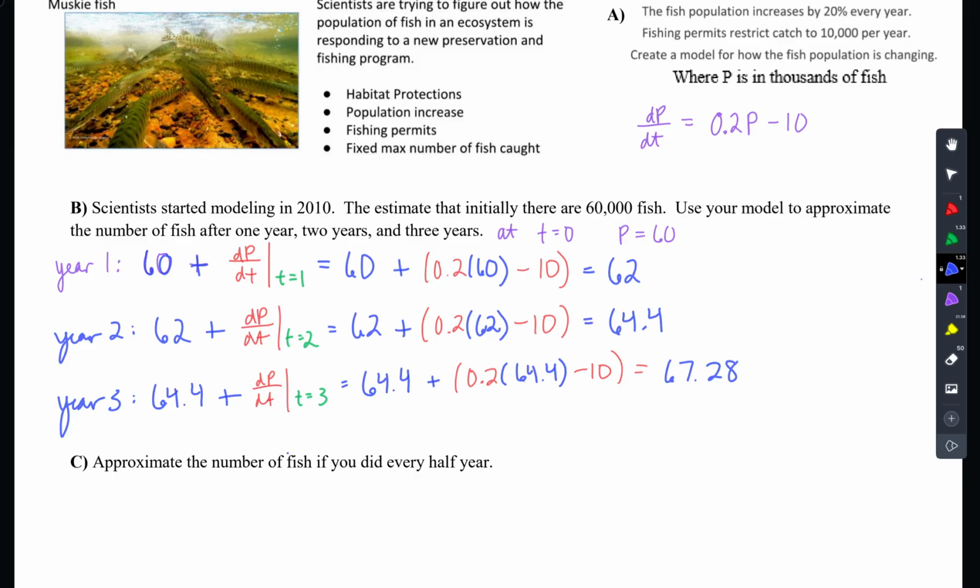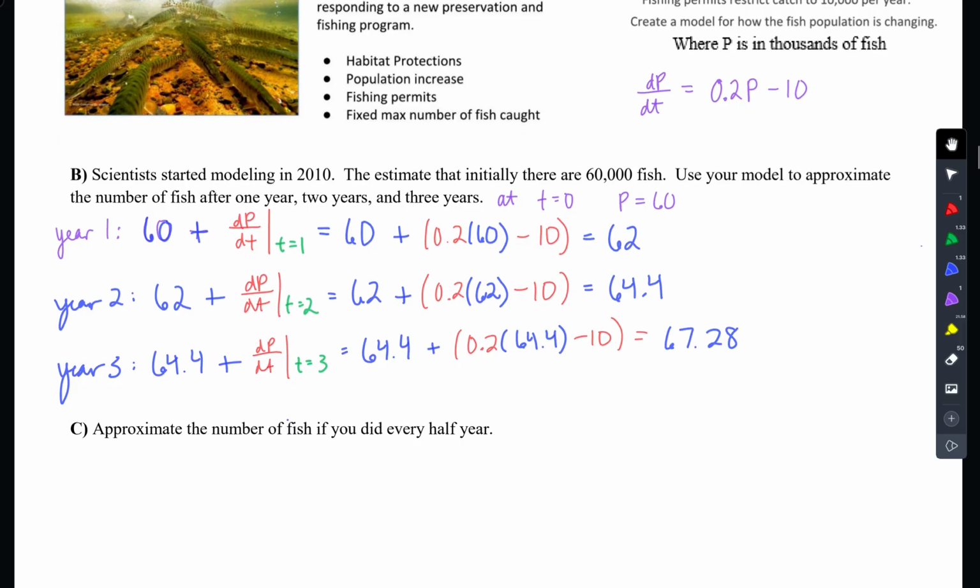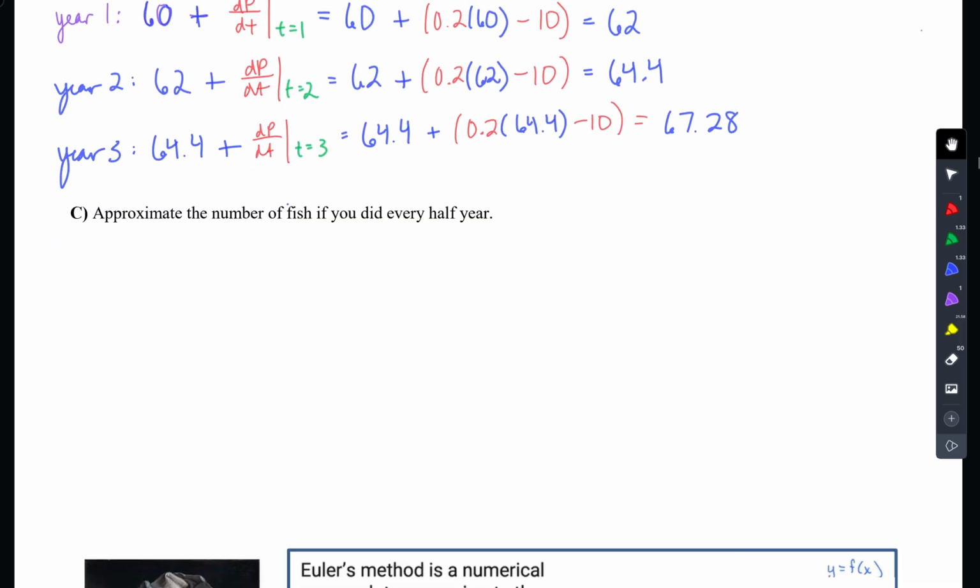Okay, if I were to do this more accurately, think about almost like compound interest in a way. If I'm going to do every half year, it changes just a little bit, and it's exactly what you would think when we do it. So I'll show you in a sec. So year half. Instead of going straight to year 1, I would still start at 60, okay?